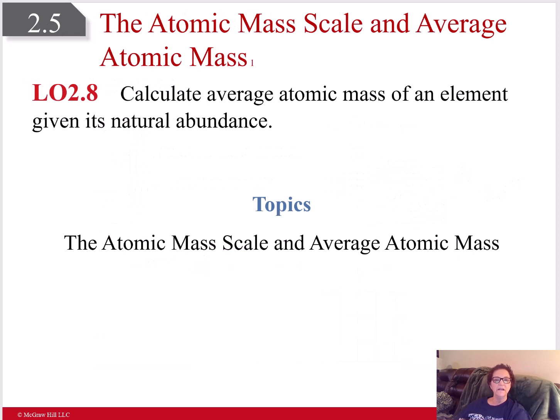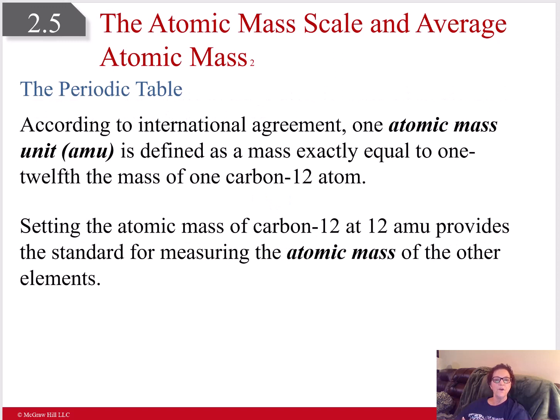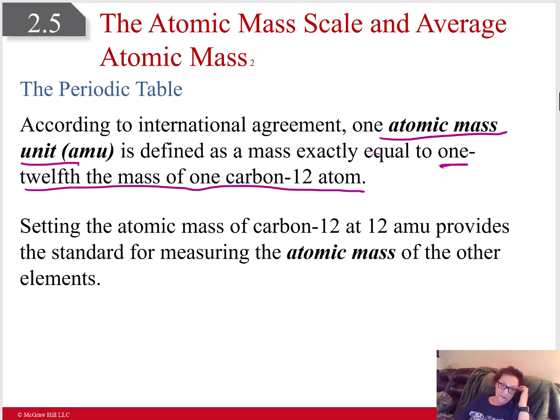So let's look at a little bit about mass scale and average atomic mass. According to international agreement, an AMU, or atomic mass unit, is defined as equal to 1/12 of the mass of a carbon-12 atom, okay? And so since everything is set from that, the atomic masses are basically ratios compared to carbon-12. Carbon-12 is super abundant in the world, and it's a major part of our bodies, and so that's why they decided that.